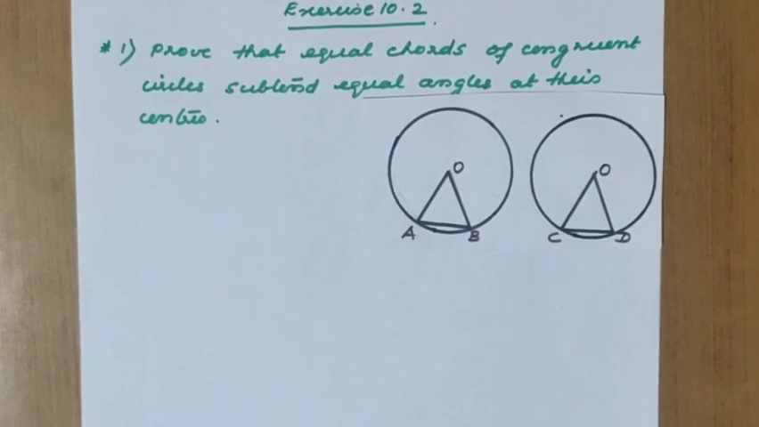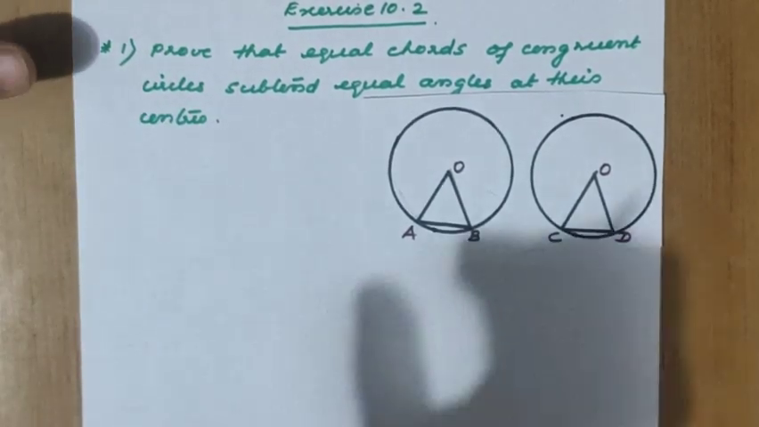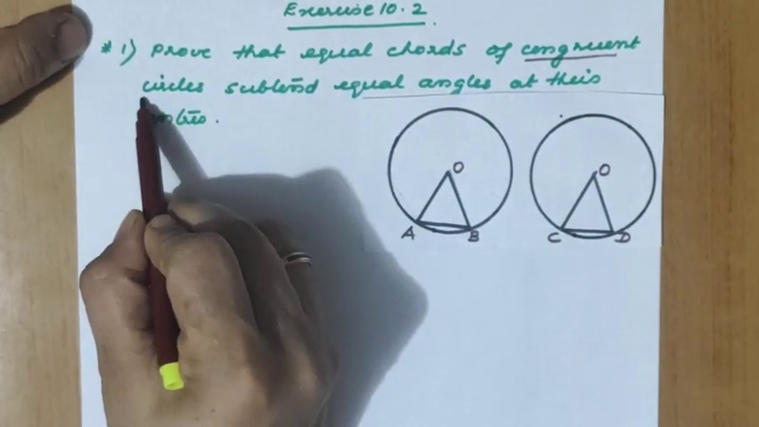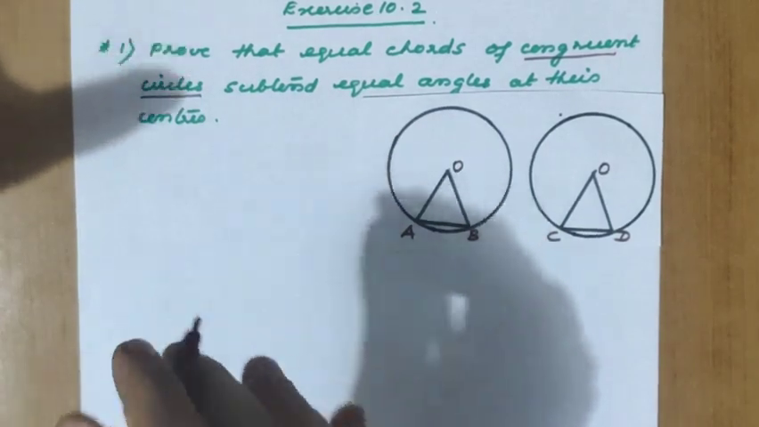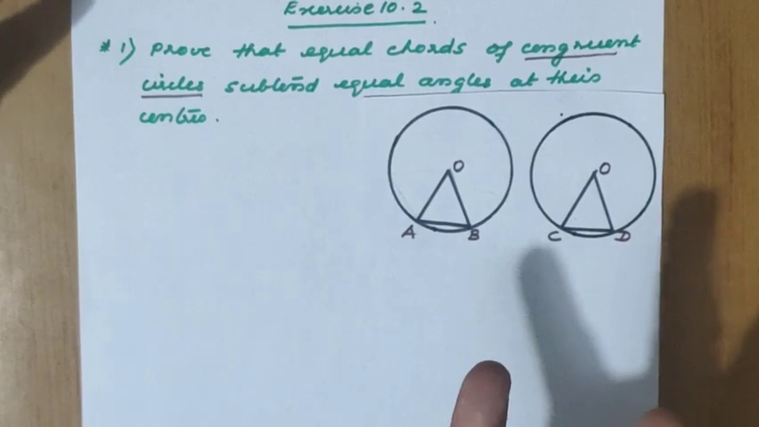Exercise 10.2. Prove that equal chords of congruent circles subtend equal angles at the center. We are given equal chords this time. It is similar to our 10.1 theorems only. Based on the last two theorems that we have proved, we do this exercise 10.2. But what is the change here? The change is congruent circles. Last time we had taken one circle, and in one circle we definitely know that the radii are equal.